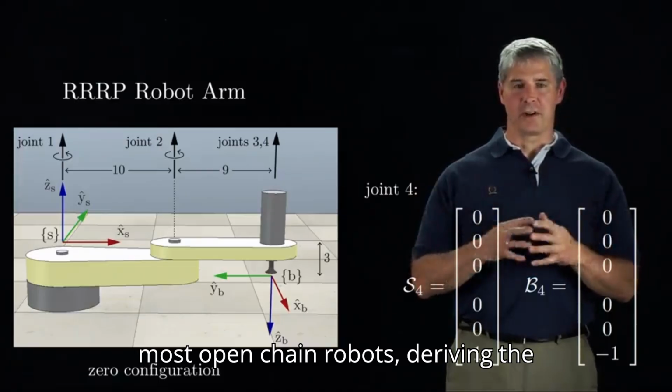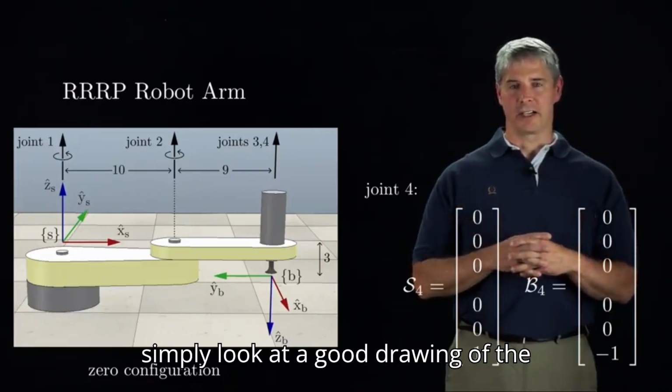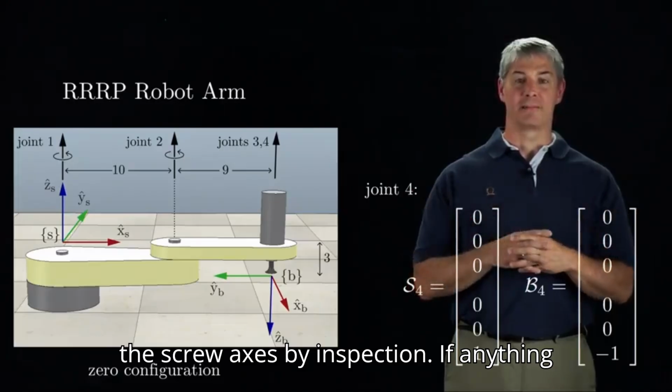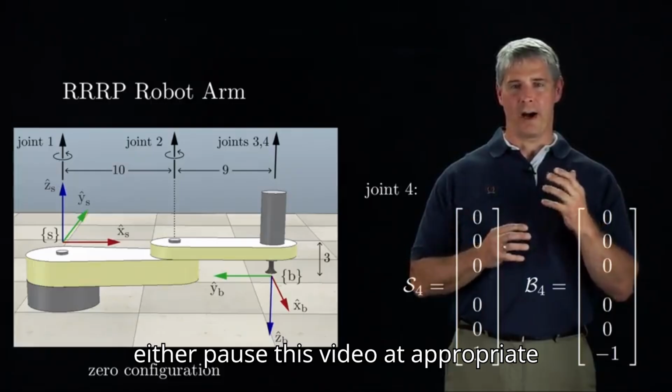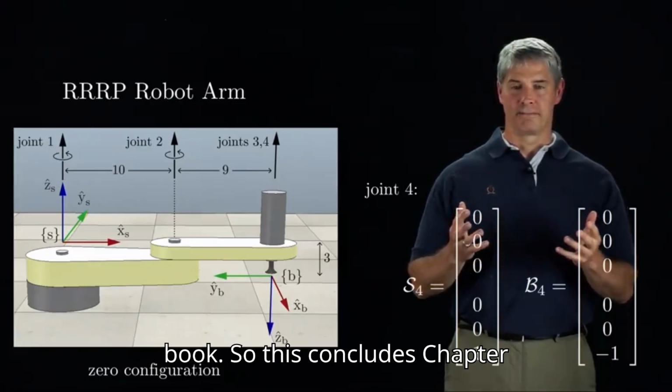For most open-chain robots, deriving the screw axes is just this easy. You can simply look at a good drawing of the robot at its 0 configuration and get the screw axes by inspection. If anything is unclear about what we did, you should either pause this video at appropriate places or look at the examples in the book.